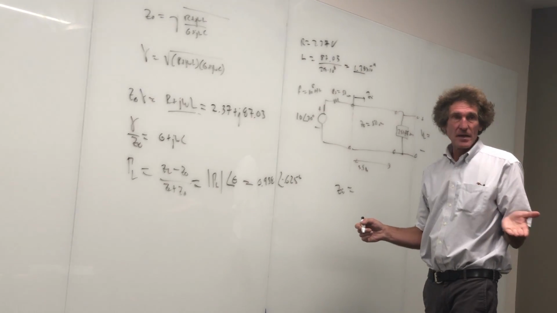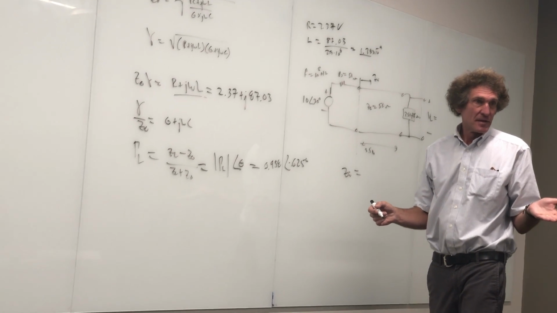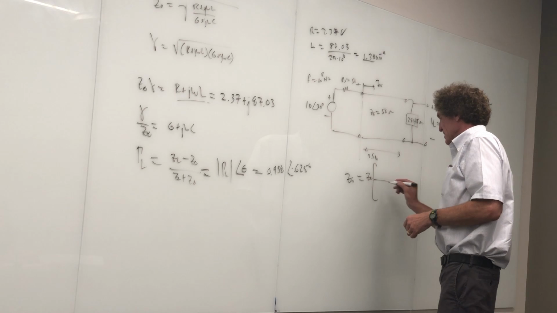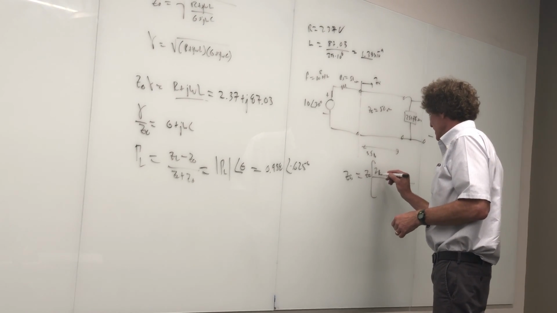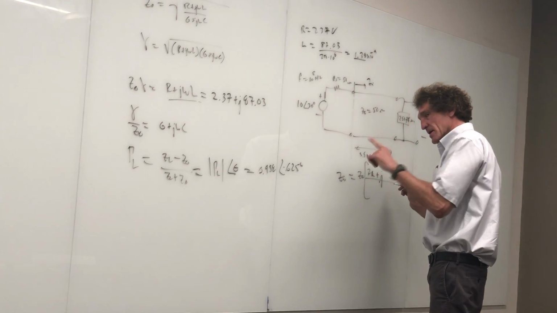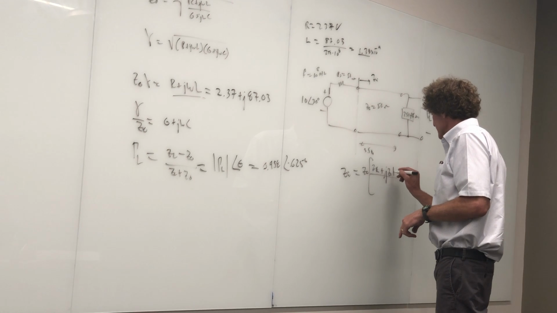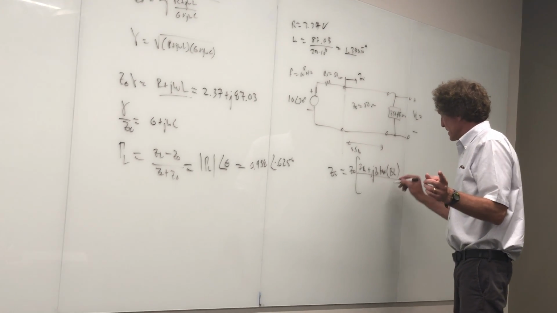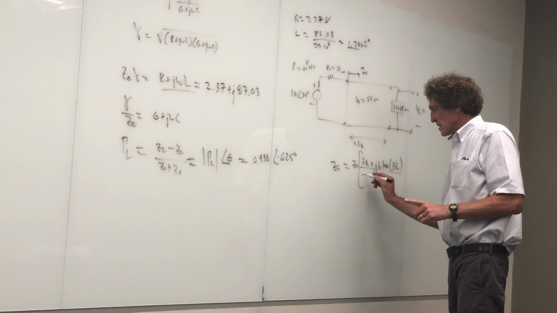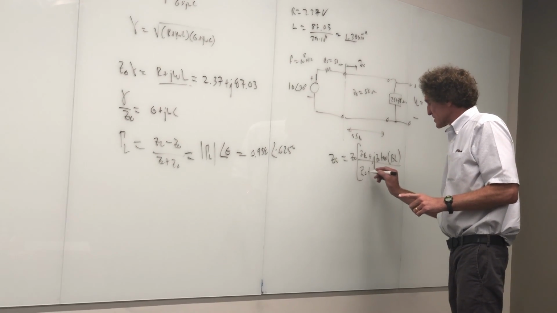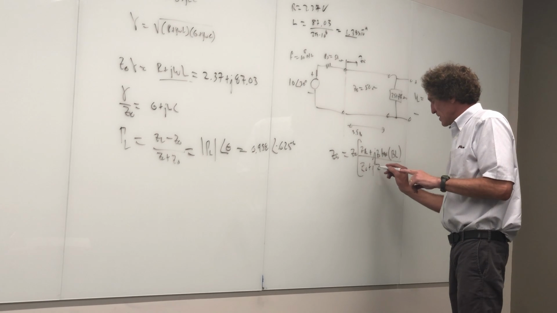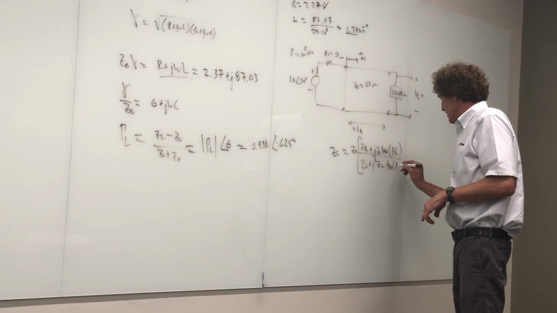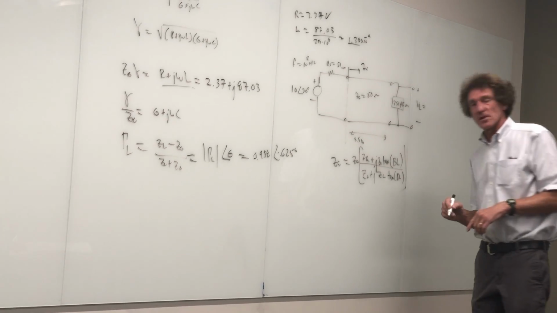Well, any takers? Z naught times ZL plus j Z naught times tan of what? Beta L, over Z naught plus j ZL times tangent of beta L. This is one you gotta know. This is for the lossless case.